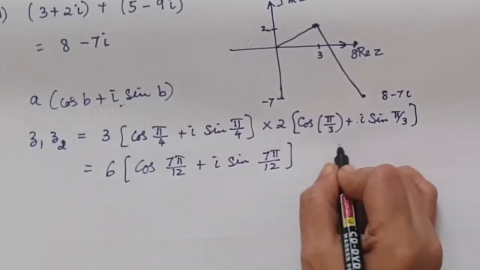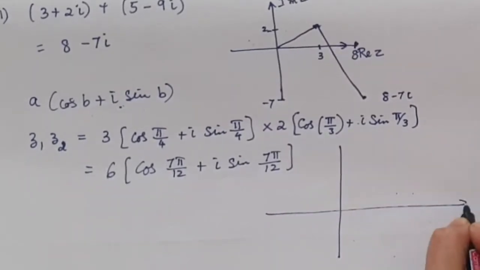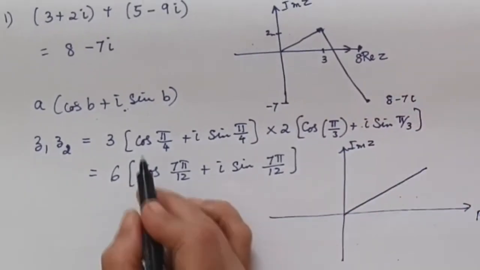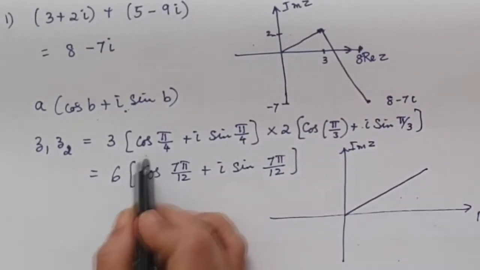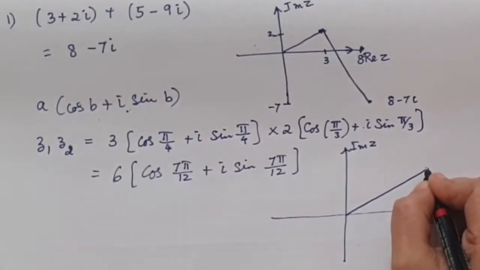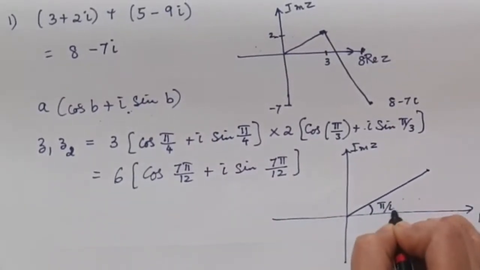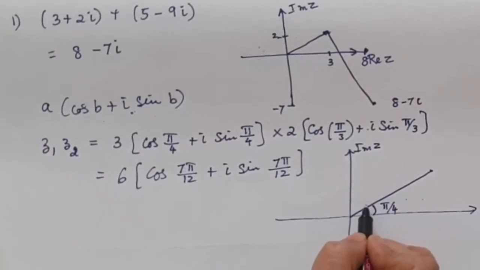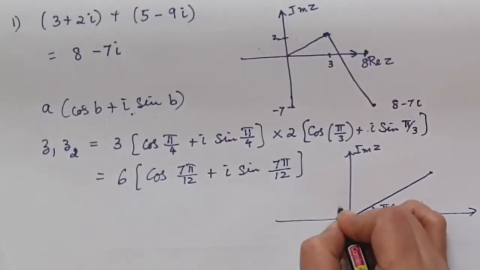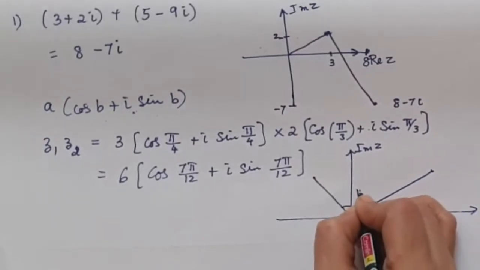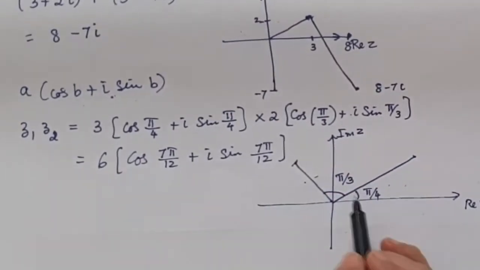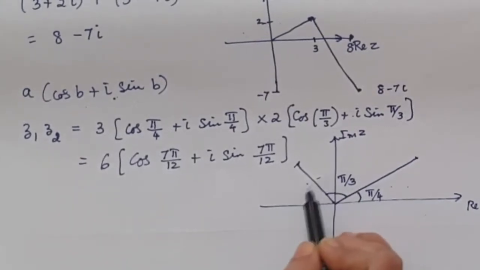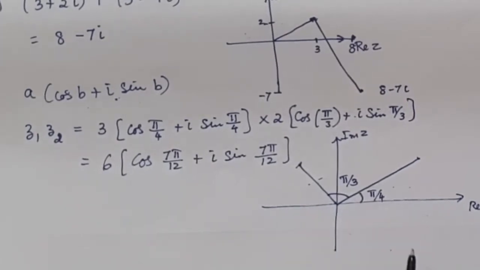When we put this in the Argand diagram, this is the real z axis and this is the imaginary z axis. When we represent this complex number in the Argand diagram, it has an argument of pi over 4. So this complex number can be represented here at pi over 4. And then with that pi over 4, we are adding a pi over 3. So from here, when we add pi over 3, this angle is pi over 3. So automatically our initial complex number is rotated by pi over 3 in the anti-clockwise direction about the origin.